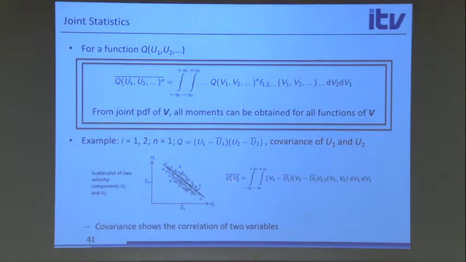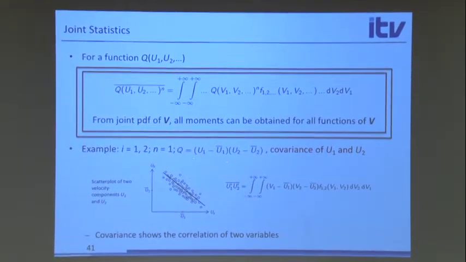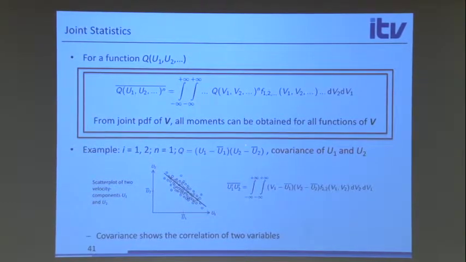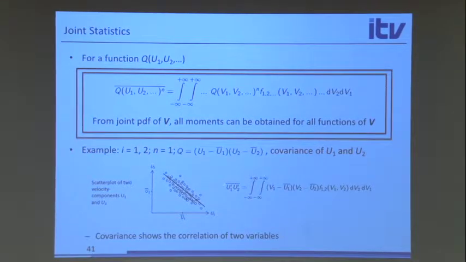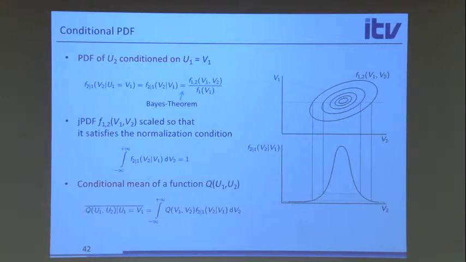Here's an example just for a covariance. This function could be this here, u1 minus u1 mean, times u2 minus u2 mean. That's just u1 prime times u2 prime, and that gives me this covariance. So if I know the PDF, I can just compute this covariance, for example.